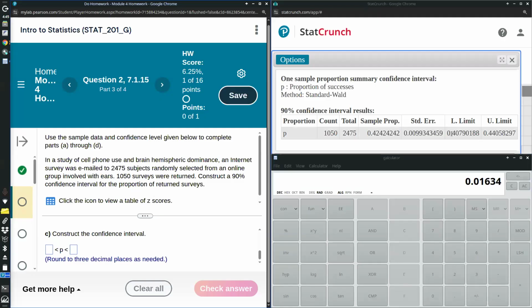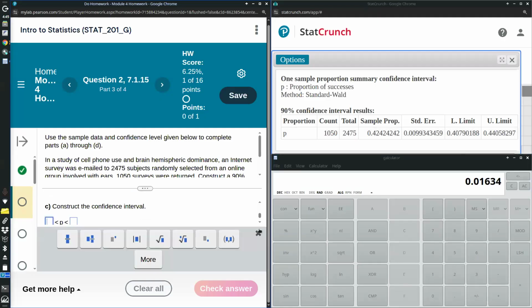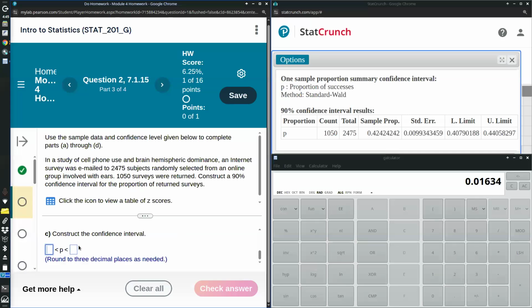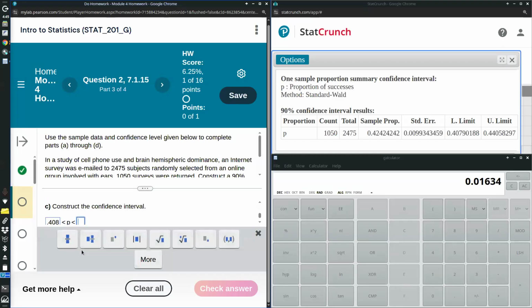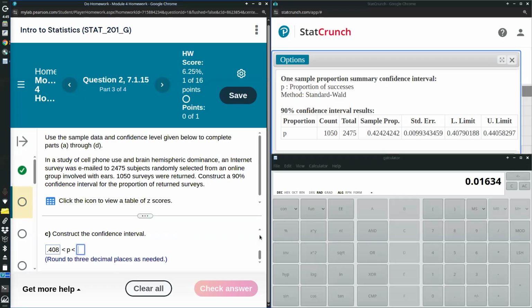Okay, the confidence interval, I'm just typing in the lower limit and the upper limit. So 0.408, notice I need to round up on my numbers because after the 7 comes a 9. And then on the second, I have 0.441 because after the 0 comes a 5.